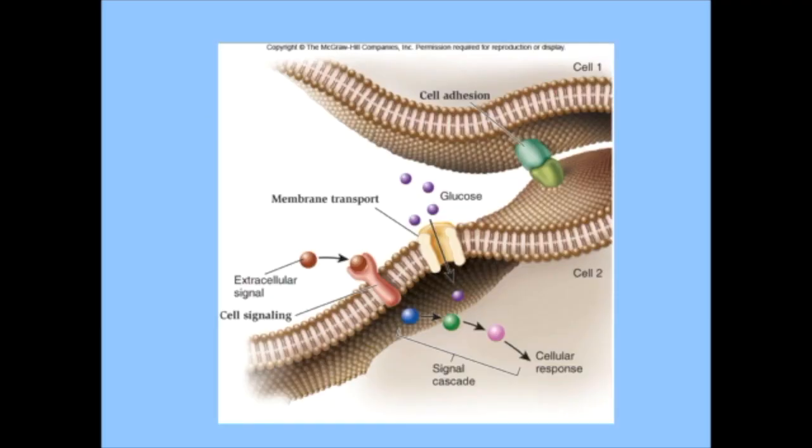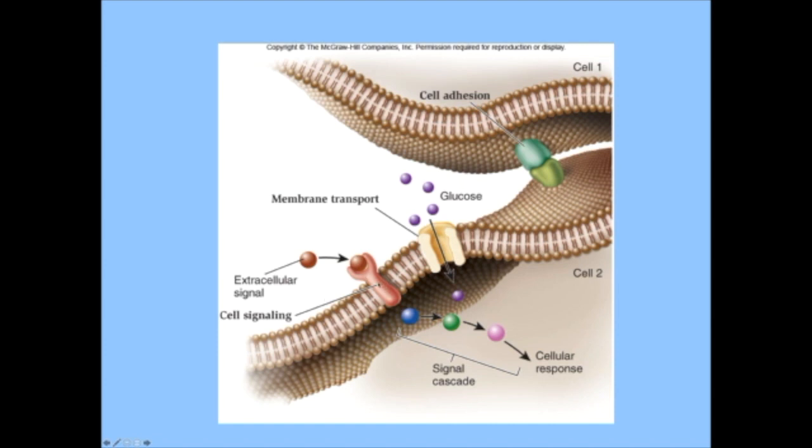So here we have our plasma membrane with a signal cascade. Here we have two cells adhering to each other, right? The top is cell 1, the bottom is cell 2. So two proteins embedded on the outside of the membrane here are sticking together. So these two cells can stick together and be attached. Then we have here a transport membrane that's bringing glucose into the cell. Right? Our cells need glucose for energy.